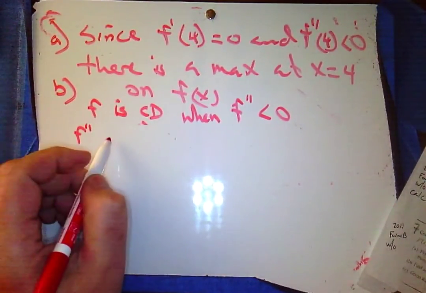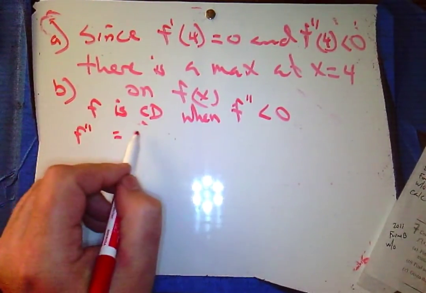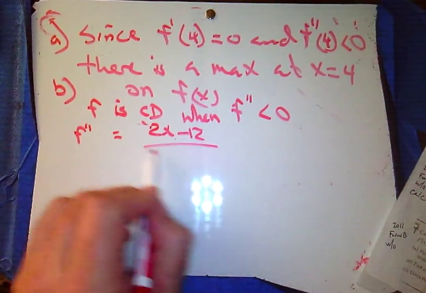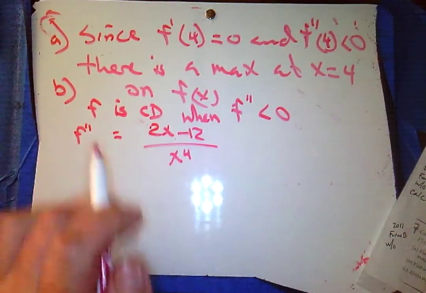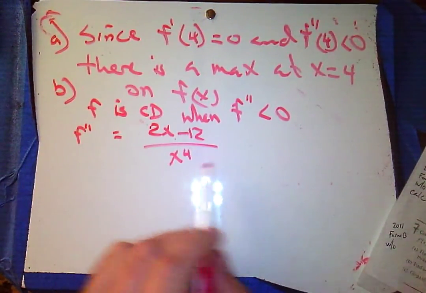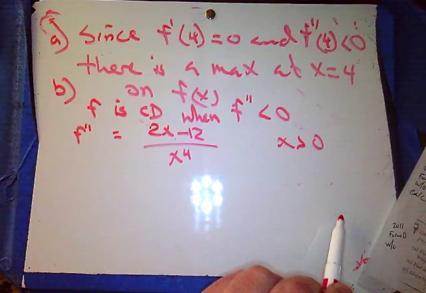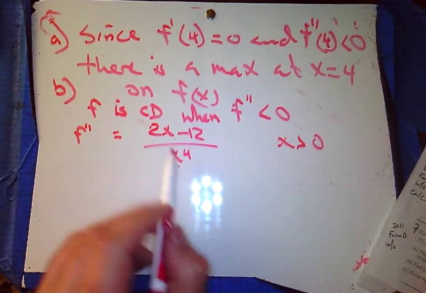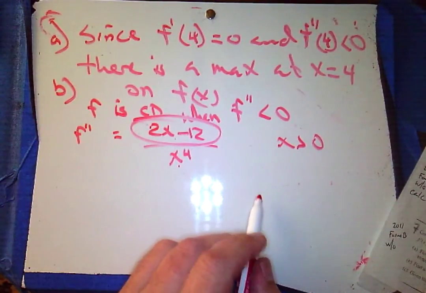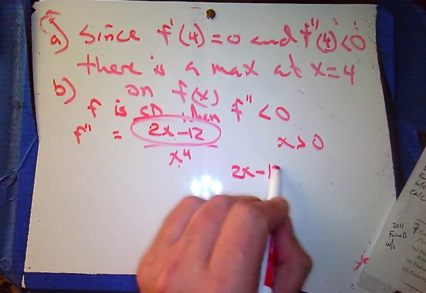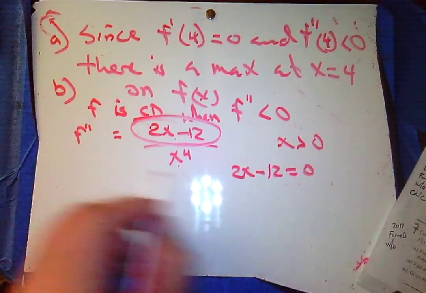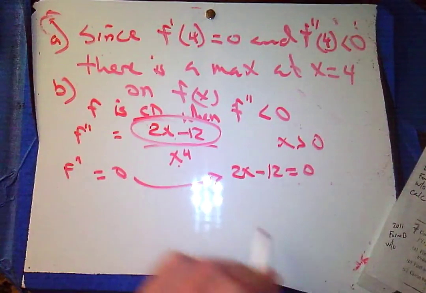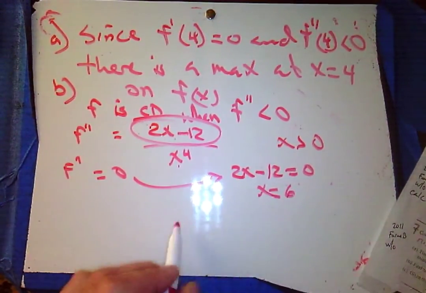F double prime equals 2x minus 12 over x to the 4th. Okay, so what critical points do I have here? Remember, x has got to be greater than 0 in this problem, so I don't have to worry about my undefined derivative. I set the top equal to 0, 2x minus 12 equals 0. That's finding f double prime equals 0, and so that happens at x equals 6.